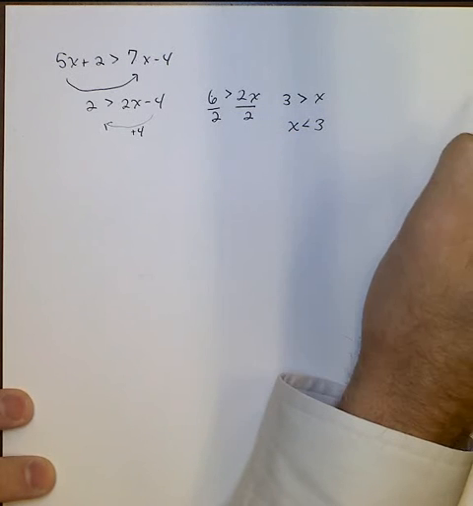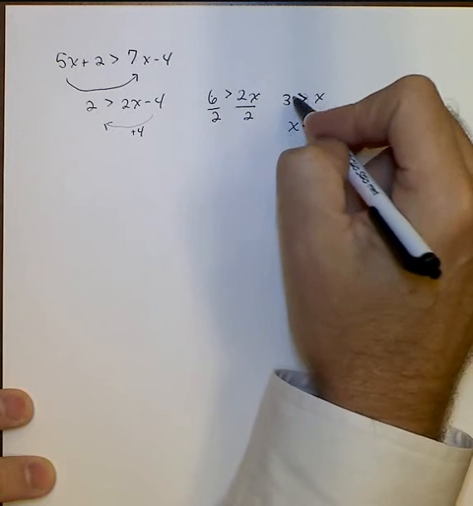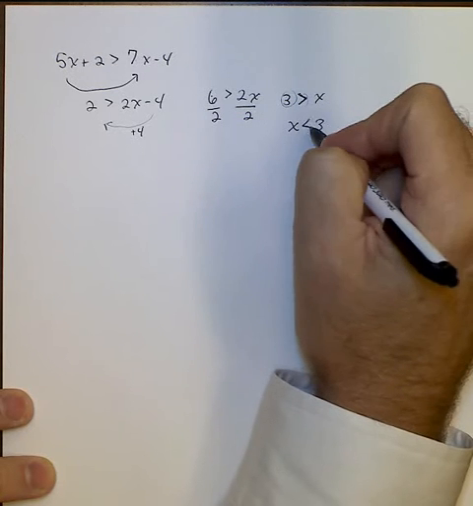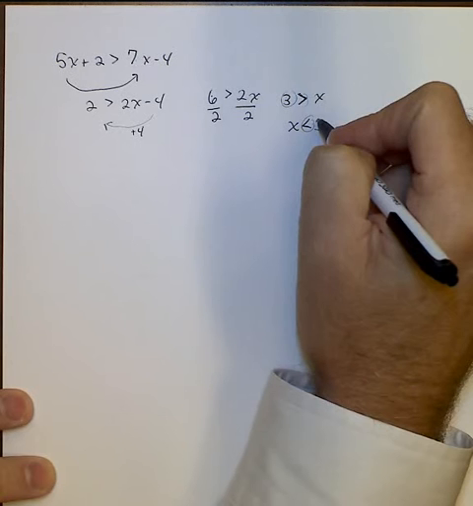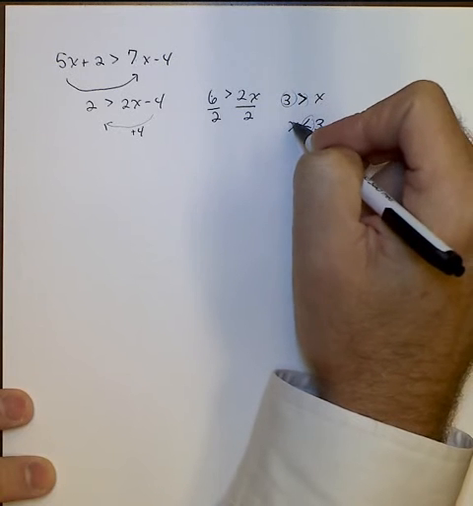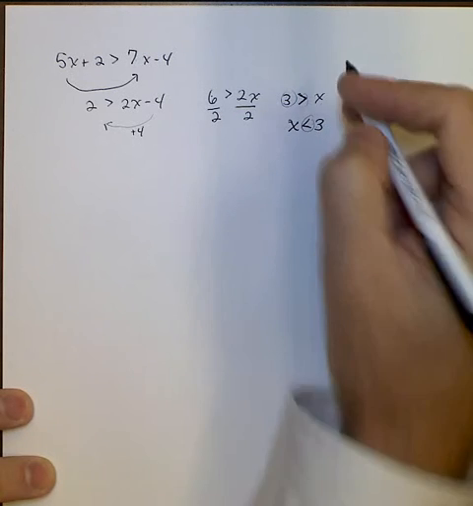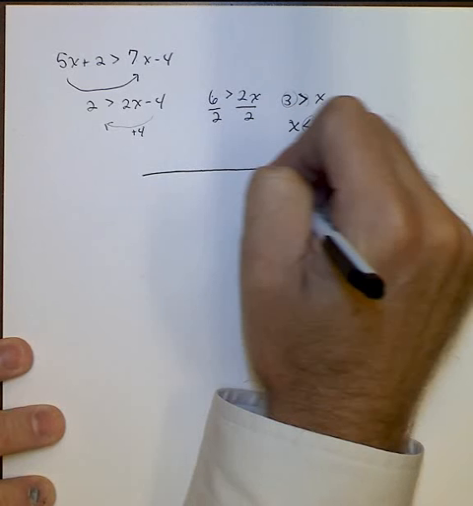Notice how the inequality sign is open against the 3. Here we see the inequality sign is open against the 3. So I haven't changed anything. These are equivalent. But I always like to write inequalities in terms of the variable because it reads easier. x is less than 3. Now that I know x is less than 3, I can graph it.